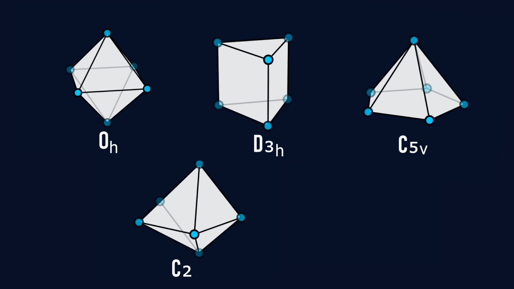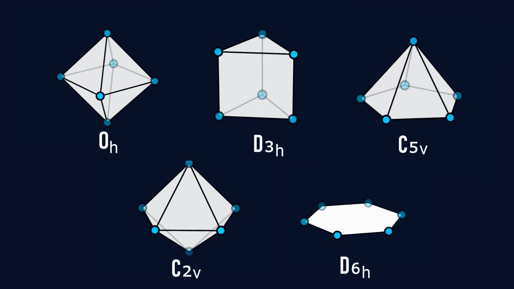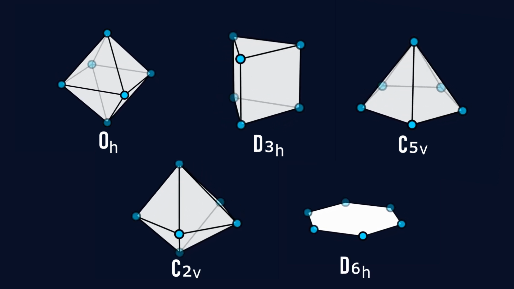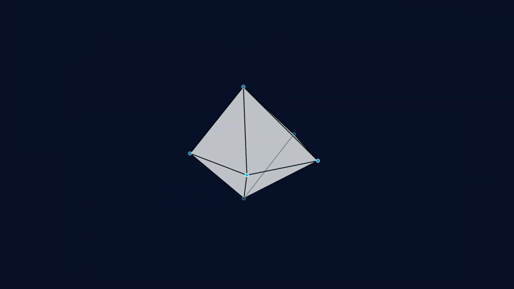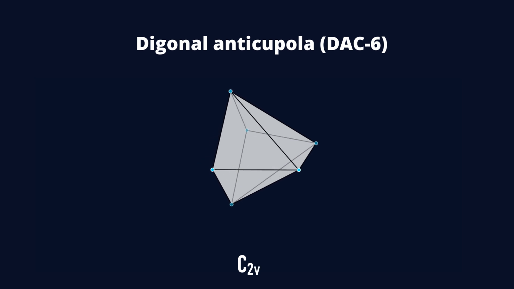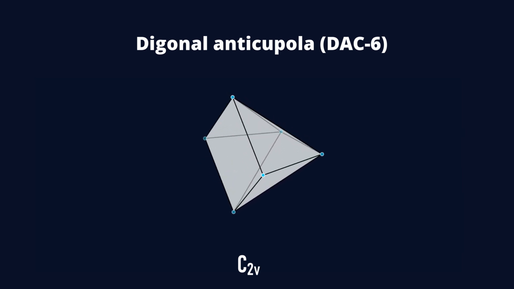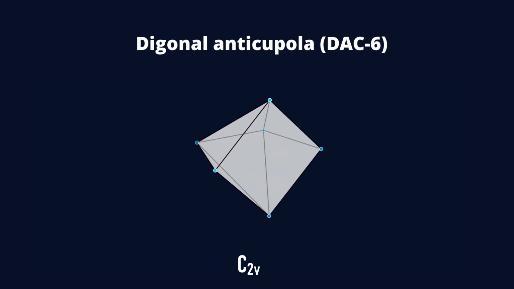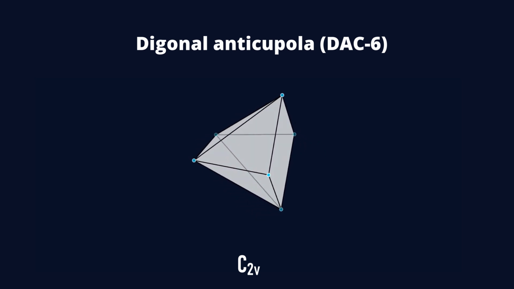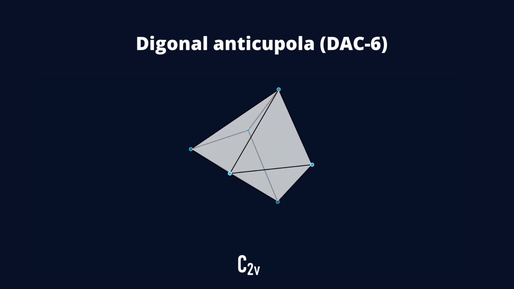For 6 coordinate complexes, 5 thermally distinguishable shapes. And within the 6 coordinate set, one C2V-shaped geometry stands out. The diagonal anticupola, DAC6. Not part of the standard vocabulary of coordination chemistry, but present in the data.